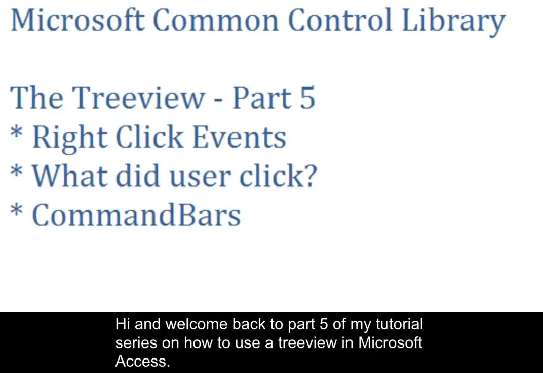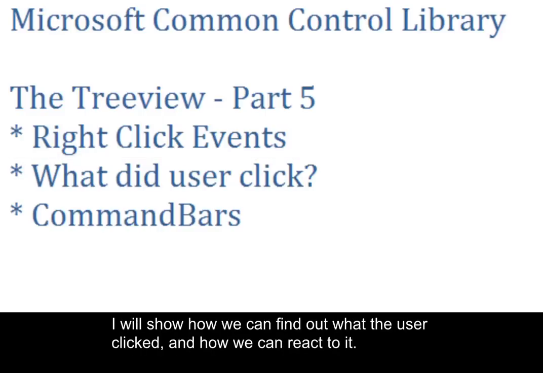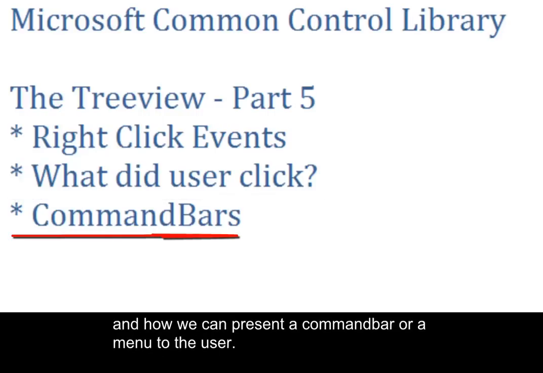Hi, and welcome back to part 5 of my tutorial series on how to use a tree view in Microsoft Access. In this part 5, I'm going to be focusing on right-click events within our tree view, or context-sensitive menus. I will show how we can find out what the user clicked, how we can react to it, and how we can present a command bar or a menu to the user.